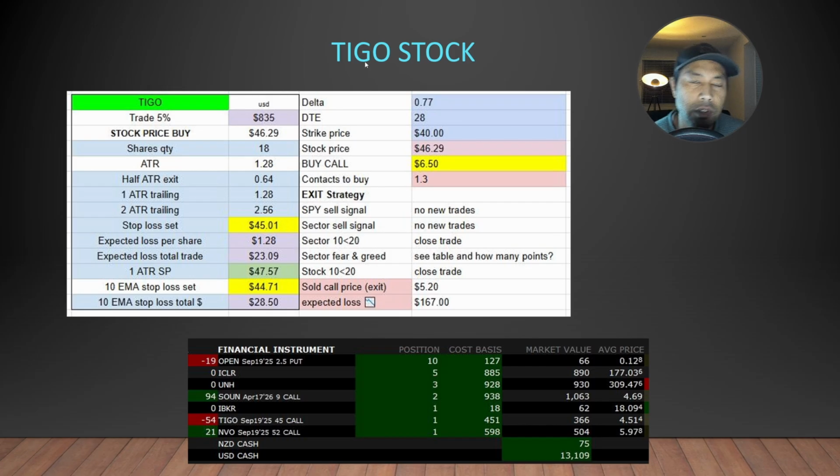So the third stock I'm into at the moment is ticker symbol Tego, and we can see here again 5%, and the stock price was $46. And this time I did some options in it, so we'll talk about that in a minute.